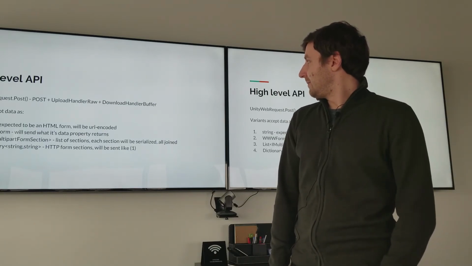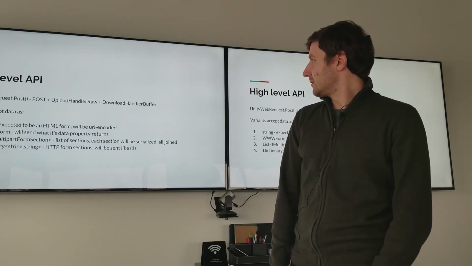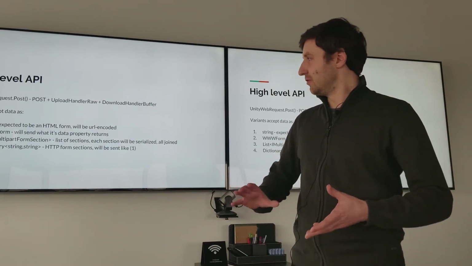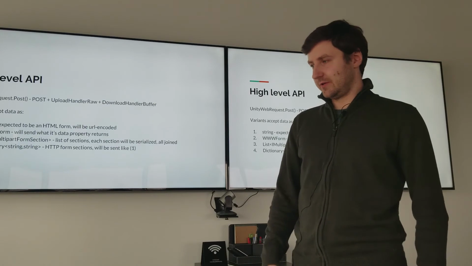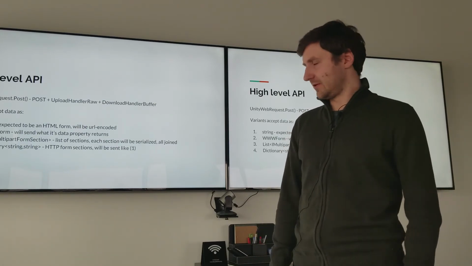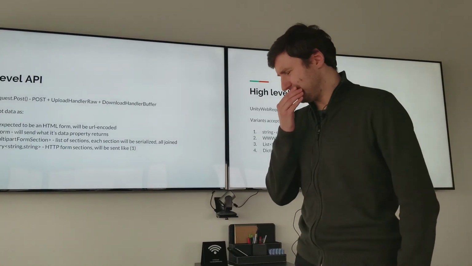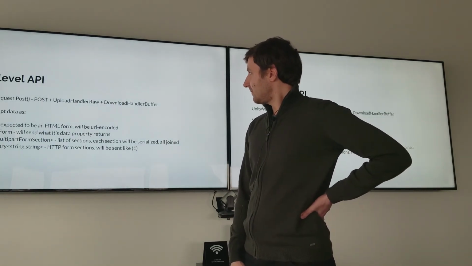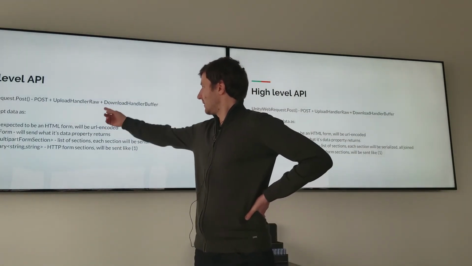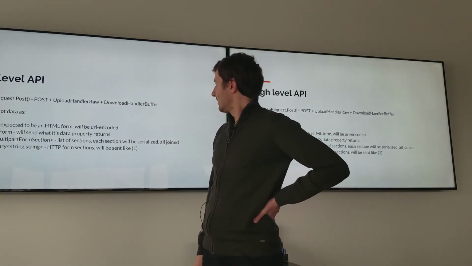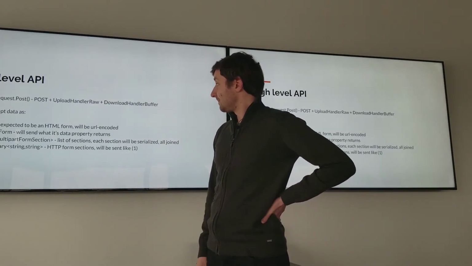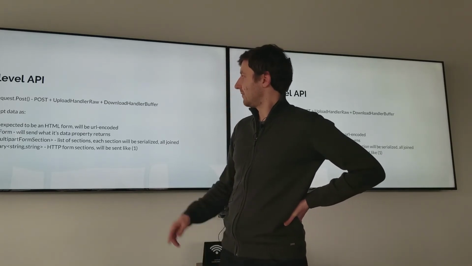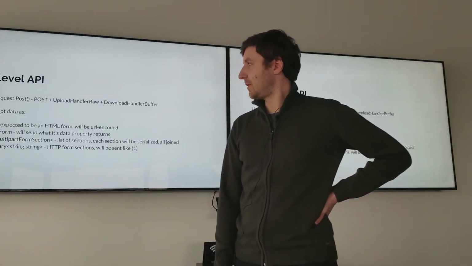Okay, now the post, UnityWebRequest.post does the post request. Basically it configures it, because until you do the send web request, nothing is sent, you can change anything. We have, okay, the post attaches the raw upload handler and download handler buffer by default. And we have multiple variants for the additional arguments for the post.